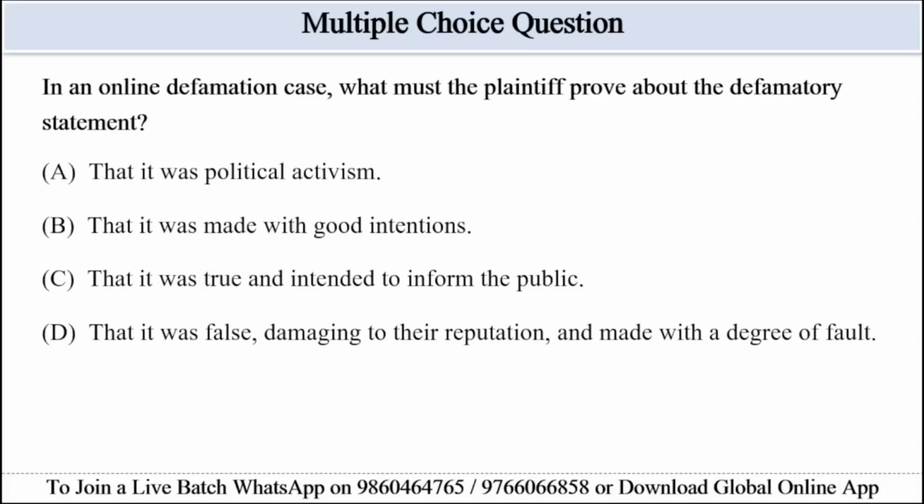In case of option C, that it was true and intended to inform the public, truth generally defeats defamation. Here, the plaintiff must show falsity, not truth. In case of option D, that it was false, damaging to their reputation and made with a degree of fault, this restates the passage almost verbatim: falsity, reputational harm and fault, that is negligence or malice. So option D is the correct answer here.